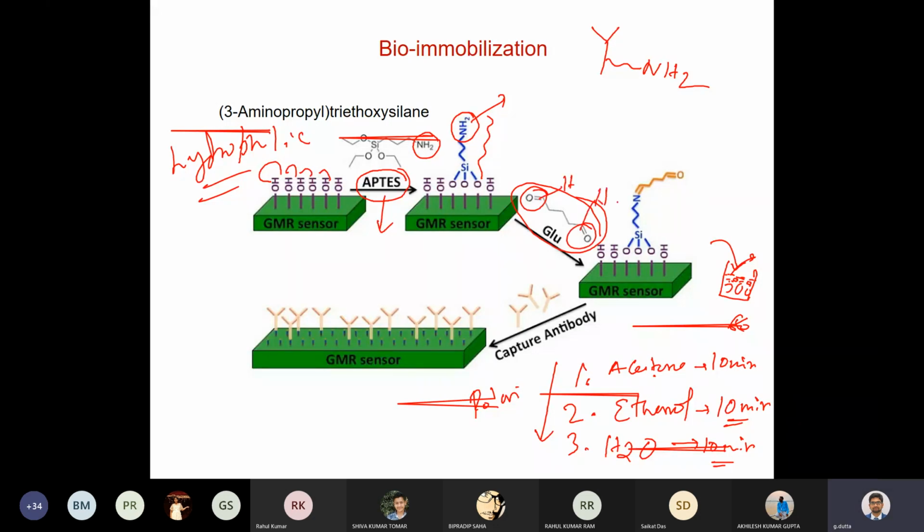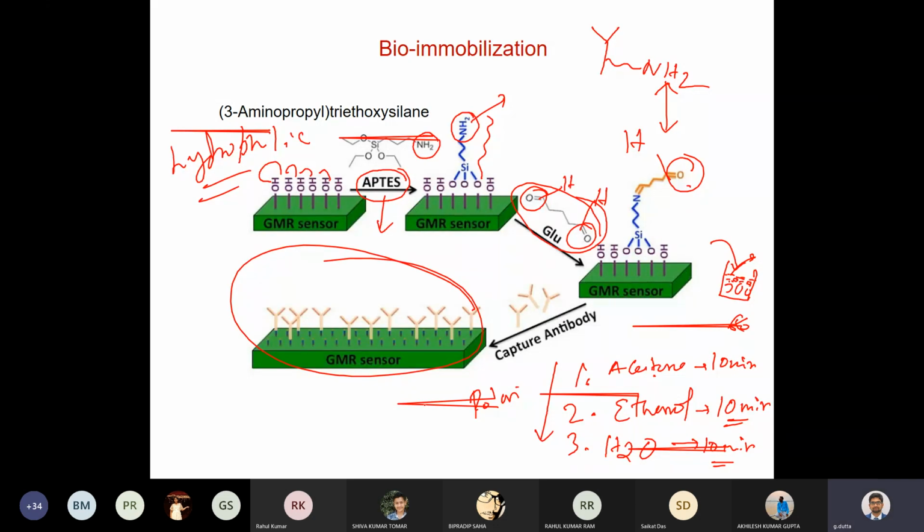So basically, on the surface, you are getting this aldehyde functional group. Now, if you add your capture antibody, these aldehyde and amine groups have very strong binding affinity. They can bind, and you will get a primary antibody coated sensor surface.